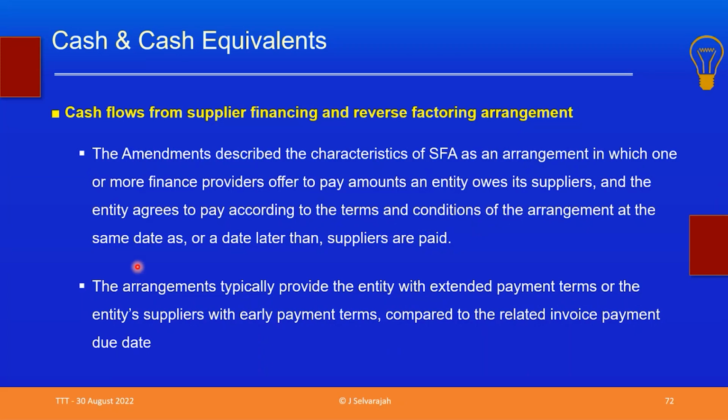So let's carry on. What happens is the finance providers offer to pay the amount that the entity owes to the supplier, and the entity agrees to pay according to the terms and conditions of the arrangement on the same date or even a later date than the suppliers are paid, because they are the financier. So they charge the interest. Now, this arrangement typically provides the entity with extended payment terms, or the entity's suppliers with early payment terms, compared to the related invoice payment date.